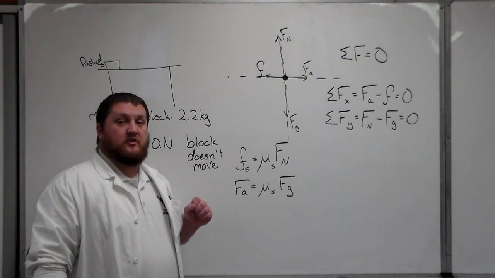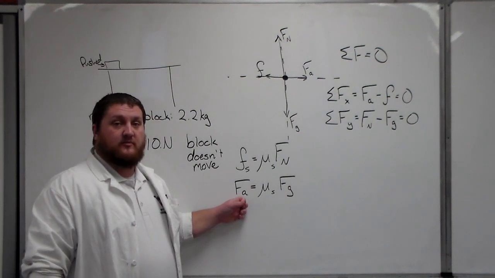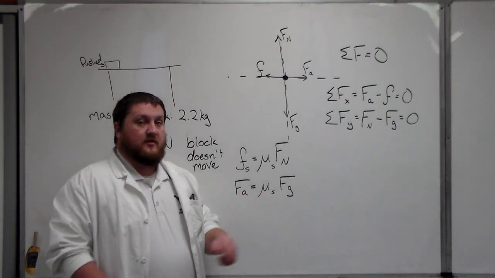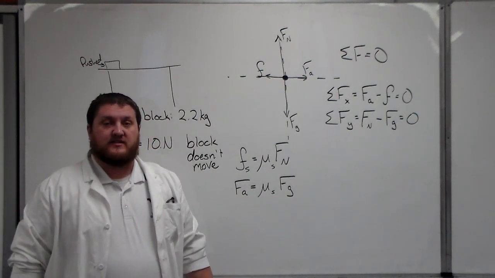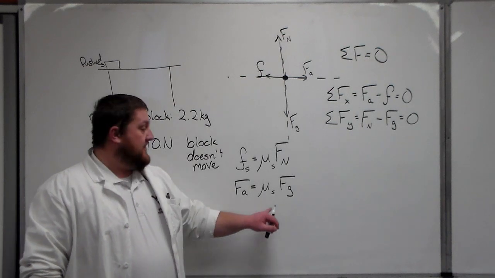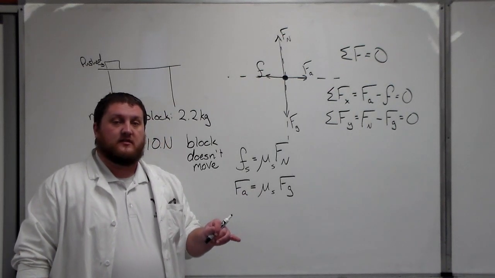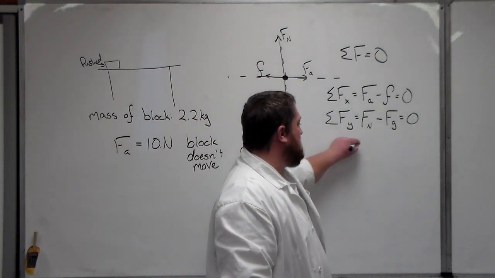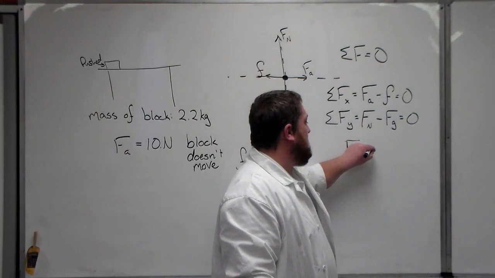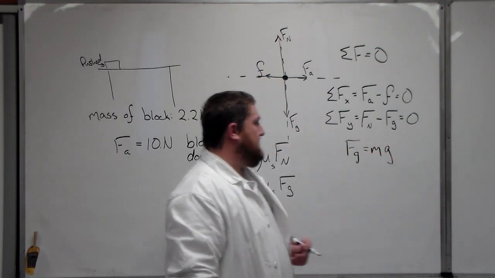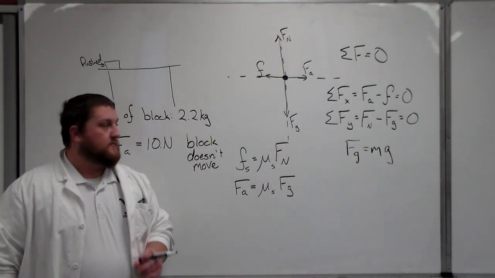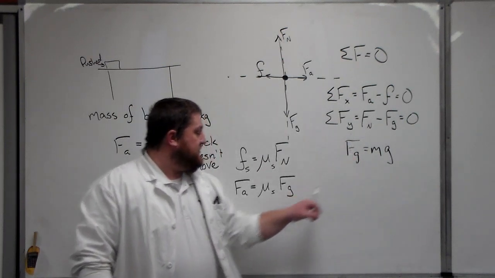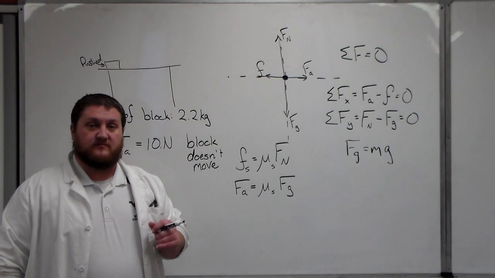Now I have an equation that I know more information in. I know the applied force is 10 newtons. I also know the object's mass. I can get the object's weight from its mass. Remembering that weight is equal to mass times the acceleration due to gravity. Anytime we're dealing with weight, this is the equation we can use. Let's plug it in here as well.